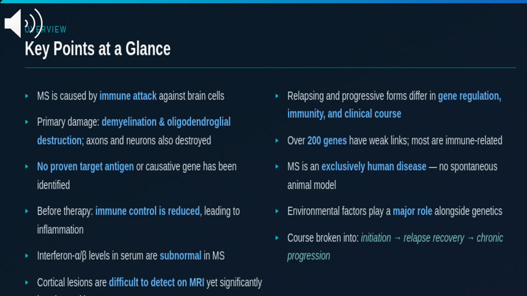Third, in untreated MS patients, we see 2 seemingly contradictory things happening simultaneously. Immune control is reduced, allowing unchecked inflammation, and the very interferons that should be coordinating immune defense, specifically interferon alpha and interferon beta, are subnormal. This sets up the immunological dysfunction that defines the disease. Finally, understand from the outset that relapsing and progressive forms of MS are fundamentally different diseases in terms of their gene regulation, immune profiles, and clinical trajectories. What works for one may not work for the other, and this has profound therapeutic implications.